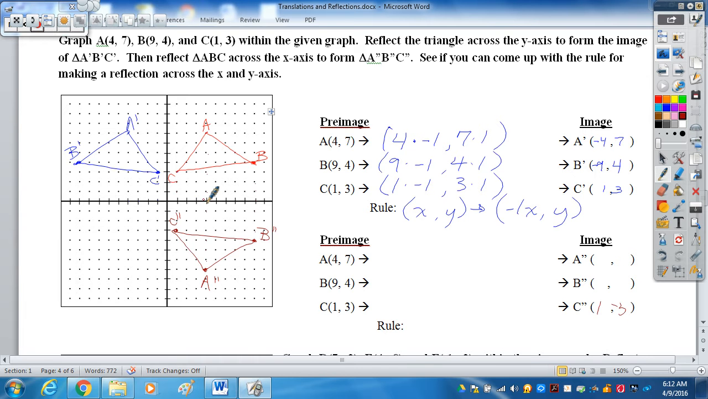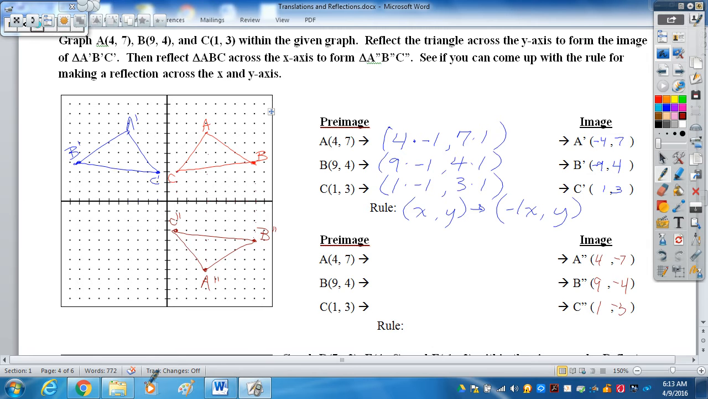A is going to be over here at 1, 2, 3, 4, then down 1, 2, 3, 4, 5, 6, 7. So 4, -7. Okay, and so B prime, let's just make a guess here. 9, I'm going to say it's -4. Let's see if that's right. 1, 2, 3, 4, 5, 6, 7, 8, 9, then 1, 2, 3, 4. We're exactly right.